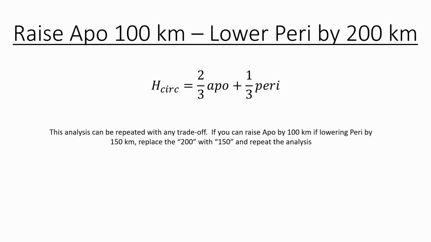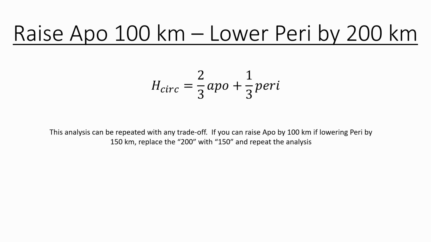Now, this analysis can be repeated with any trade-off that you have. So for instance, if you can raise the apogee by 100 kilometers by lowering the perigee by 150 kilometers instead, then go back through this analysis. I know you're not stoked about that, but it could be the difference between getting a good score and getting a 0. Just go through this analysis again and replace the 200 with a 150 and repeat the analysis. Or replace the 100 with whatever you're given for raising the apogee.